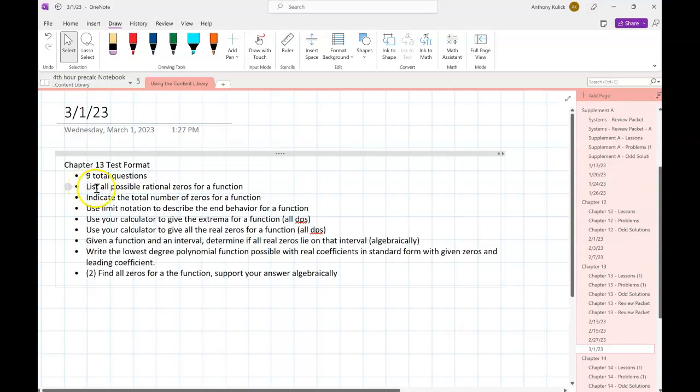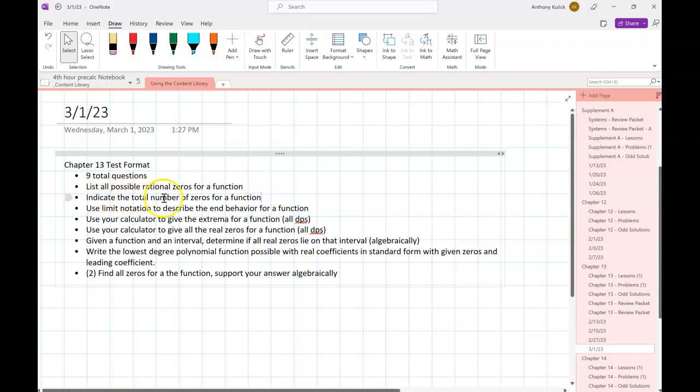So the test is 9 total questions. You'll have to be able to list all the possible rational zeros for a function. How do you do that? It's plus or minus the factors of the constant term divided by the factors of the leading coefficient. If you didn't remember that, that would be a good thing to go onto your note sheet, right?